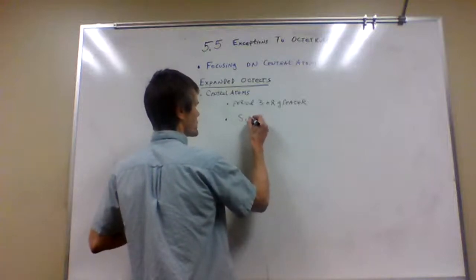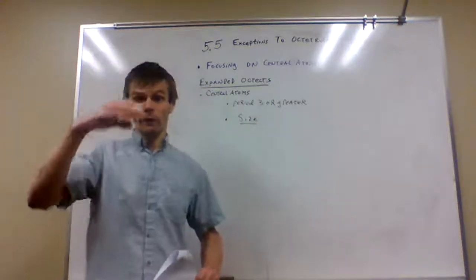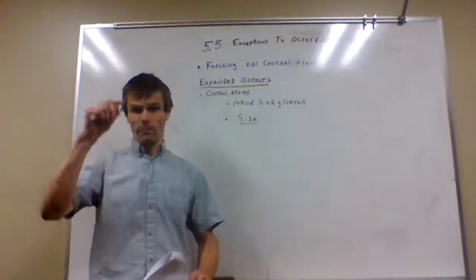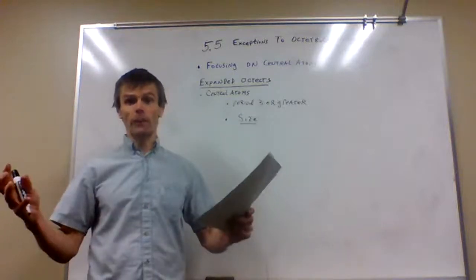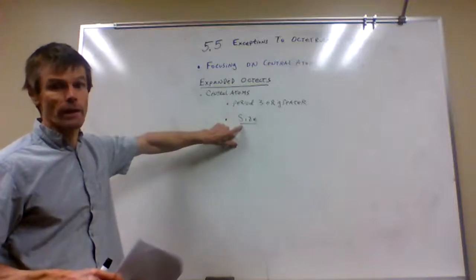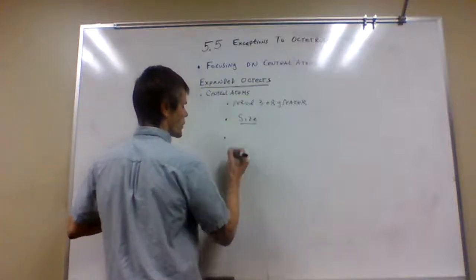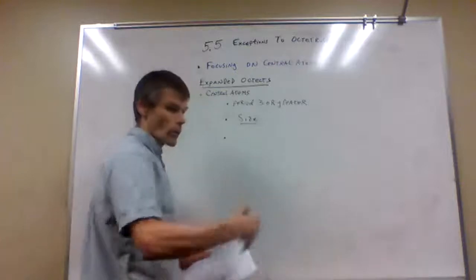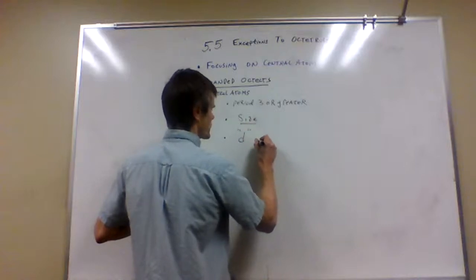First of all, size. When we get below period 3, period 4, period 5, and so forth, remember one of the trends we see going down a group as we move down the periodic table is that we get larger atoms. Being larger, they can accommodate more electron density about them. That's one argument. Another argument is that elements in period 3 or beyond, period 4, period 5, and so forth, have d orbital accessibility.